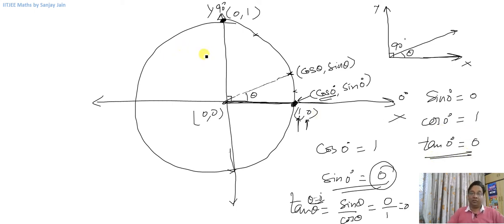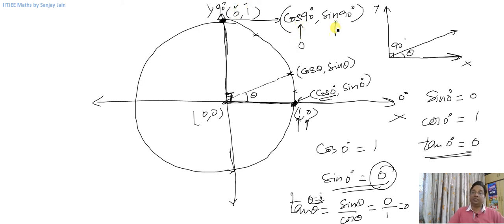Now let us talk about 90 degrees, that is this angle here. So the coordinates of this point in terms of cos and sine are cos 90 degrees comma sine 90 degrees. But we know that the coordinates of this point are 0 comma 1. So cos 90 is nothing but 0, sine 90 is 1. So I can write cos 90 is 0, sine 90 is equal to 1.